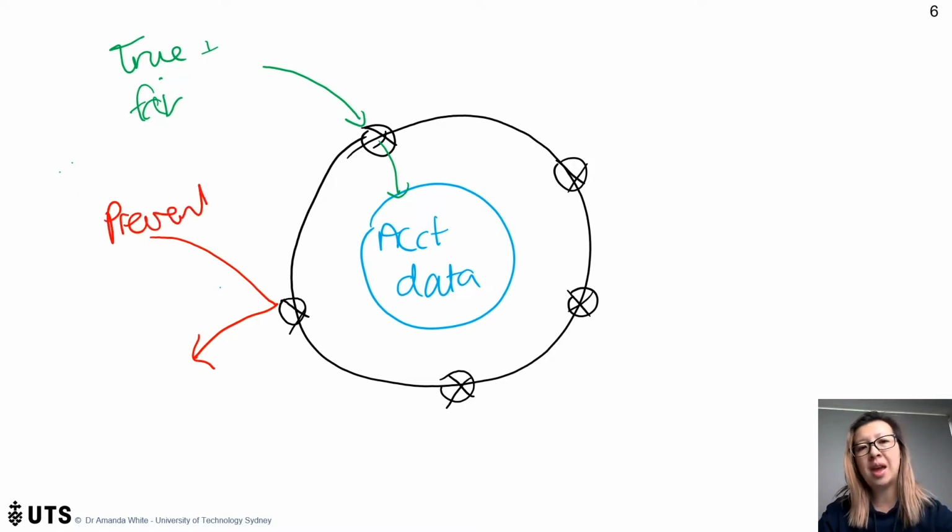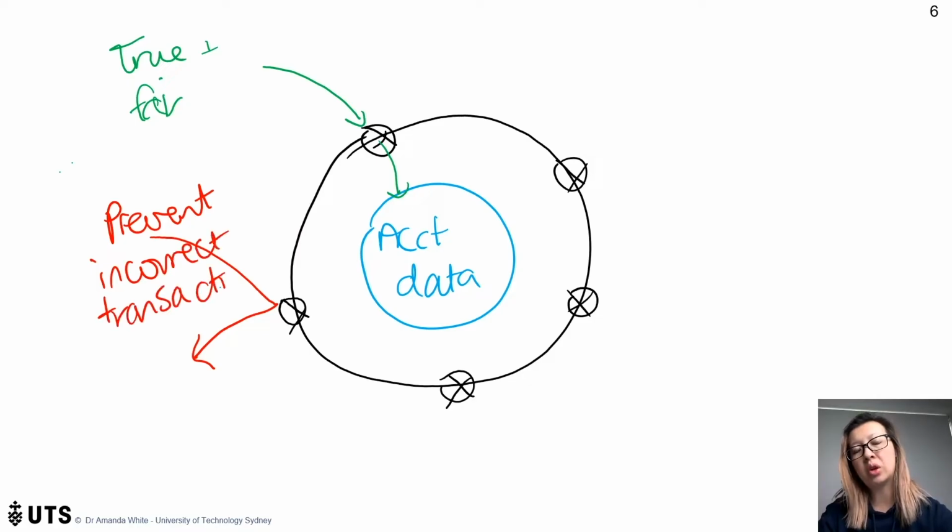Now the control system should also, when you have an incorrect transaction, bounce it out. So it will prevent incorrect transactions from being recorded, all right? Because what we don't want is that we don't want to pollute our accounting data that you can see there within that blue circle.